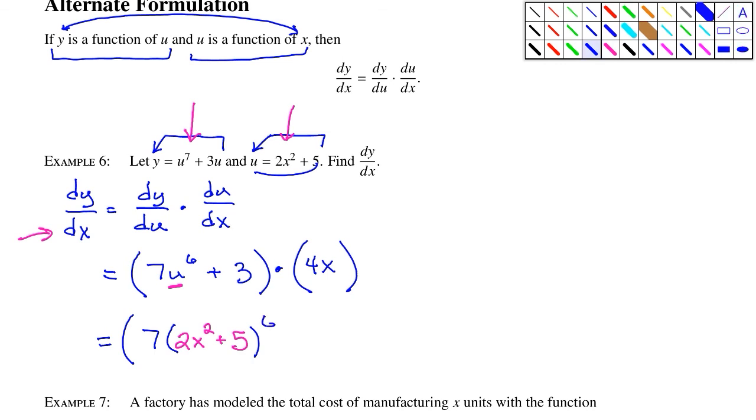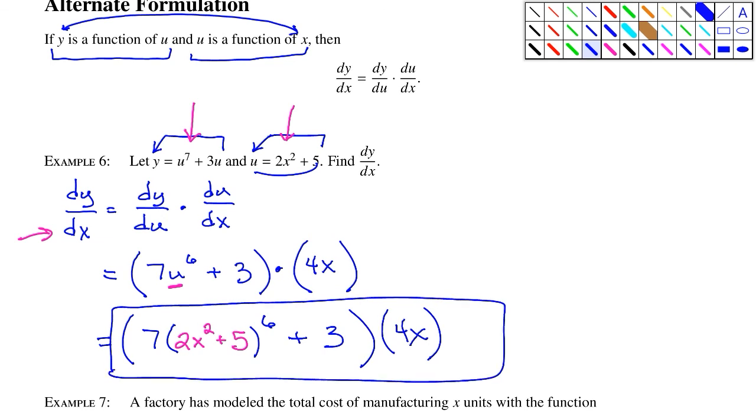Raise that to the 6th, add 3, and then multiply by 4x. And there you go. Not much simplifying we can do. We've got a 6 power on the inside. We got a plus 3. We could do a little bit of simplifying, but not too much. So let's just leave that one there.